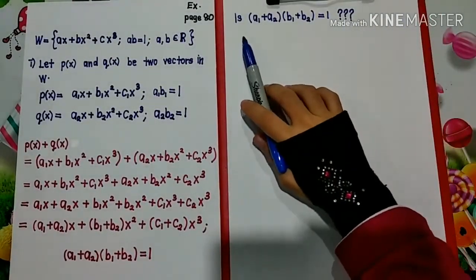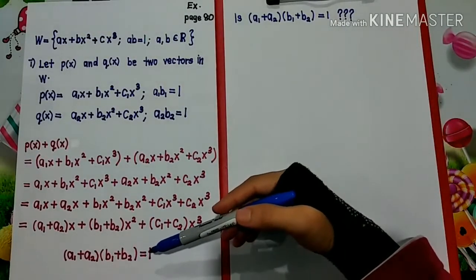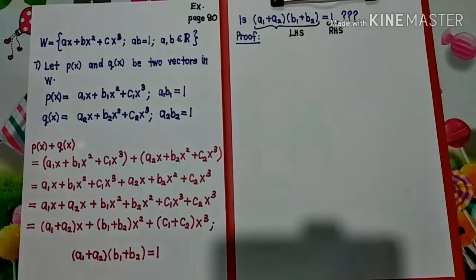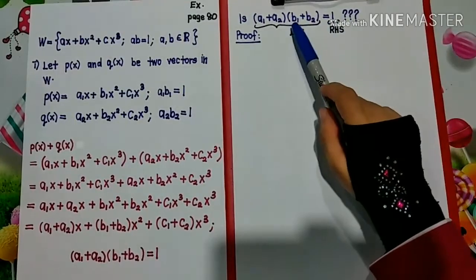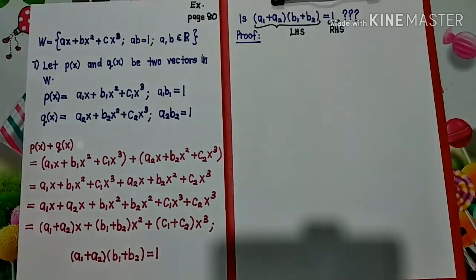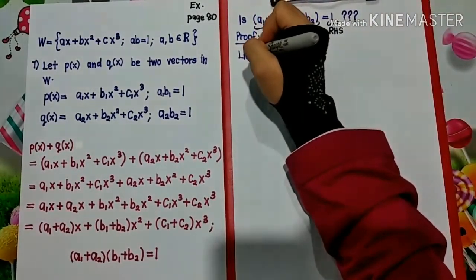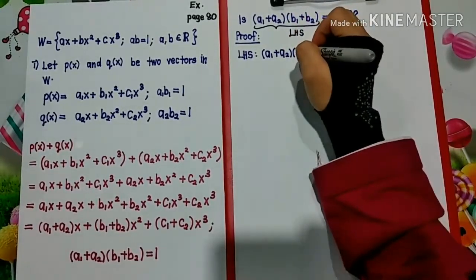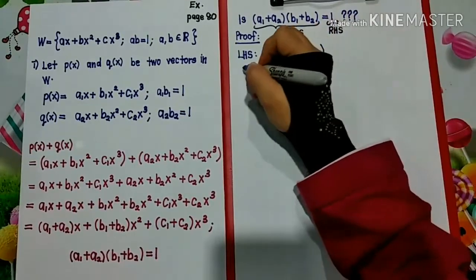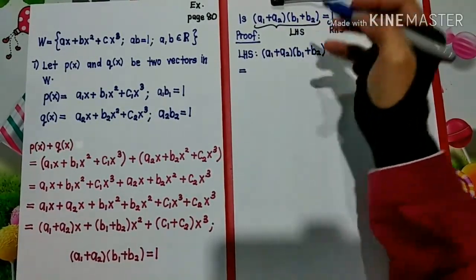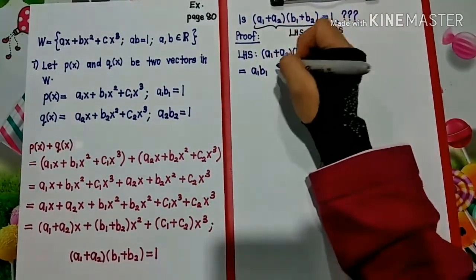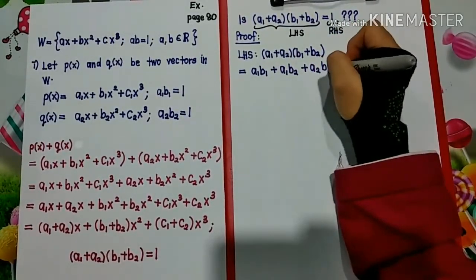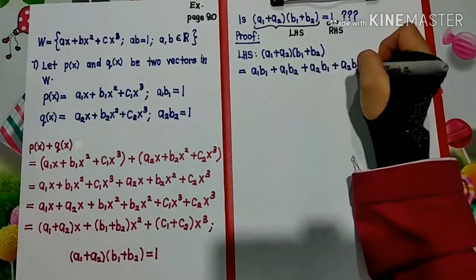Next, we want to prove whether the condition we came up with just now is true or not. So is A1 plus A2 multiply with B1 plus B2 equal to 1? I will denote this one as the left hand side and this one as the right hand side. So we start the proof from the left hand side: A1 plus A2 multiply with B1 plus B2. We open the bracket first, doing the multiplication first. So you will have here A1B1 plus A1B2 plus A2B1 plus A2B2.